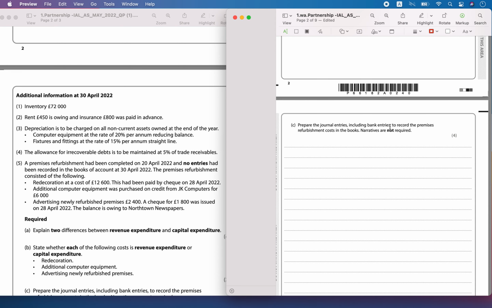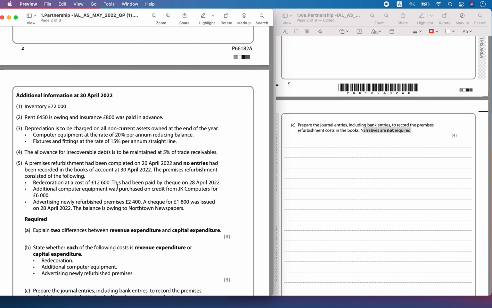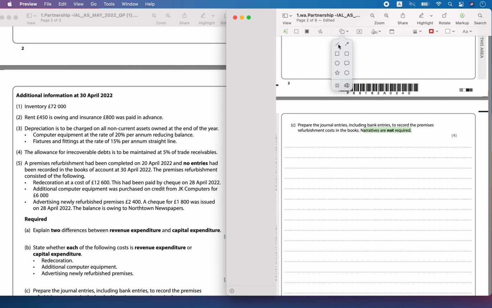Next, prepare the journal entries including the bank entries to record the premises refurbishment costs in the books. Narratives are not required. So this is with regard to the additional information for the fifth one. A premises refurbishment had been completed on 20th April 2022 and no entries had been recorded in the books of account on 30th April 2022. The premises refurbishment consisted of the following. So let's start putting the journal entry.